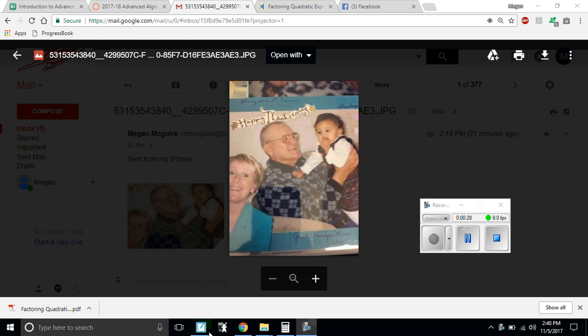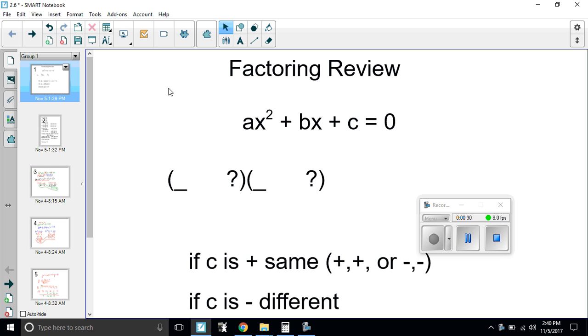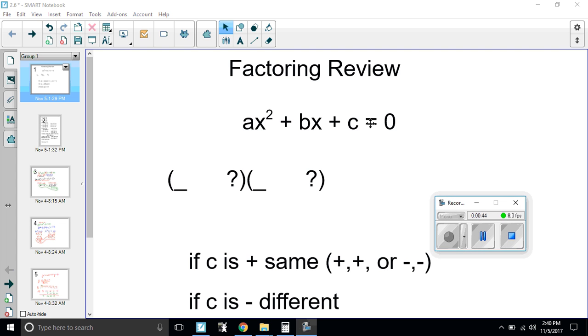So you took a quiz yesterday on 2.4. We're skipping 2.5 and we're moving to 2.6. 2.6 is all about factoring, so I feel like we need a big factoring review before we can really go into this lesson. So we need to know that ax squared plus bx plus c equals 0. That is standard form of a quadratic equation.